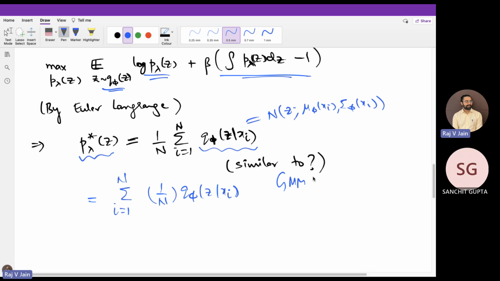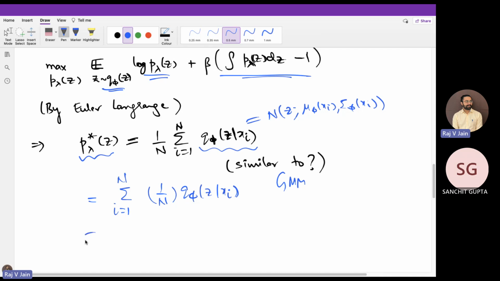So why should this be Gaussian? Exactly. And if you can prove that this is optimal for that prior, some solution will come. Yes, correct.